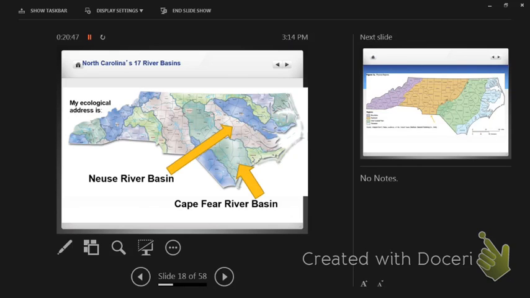This map shows you the two river basins that you find Wake County in. The majority of Wake County is in the Neuse River Basin. However, if you live in Fuquay or in Cary, your drinking water actually comes out of the Cape Fear. Jordan Lake is where Cary's drinking water comes from. And so they are actually drawing it out of the Cape Fear Basin and bringing it over into Wake County. But yet when it's cleaned, it dumps back in the Neuse.